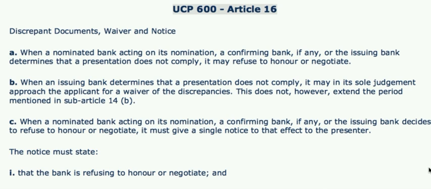Then Article 16. It speaks about discrepant documents, waiver and notice. As I told you earlier, discrepant documents can be there. And when the issuing bank determines that yes, this discrepancy is there, it may refer the discrepancy to the applicant. And if the applicant accepts that discrepancy, in case he doesn't have any objection, then the documents will be treated as compliant, and it must honor the commitment as per the documentary credit. So this is like that.